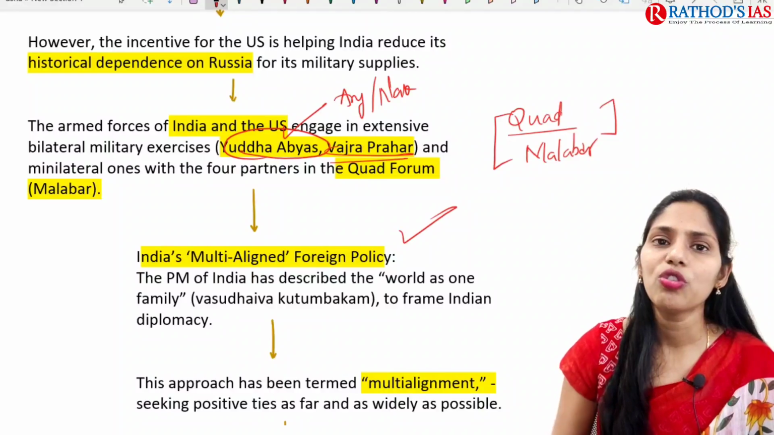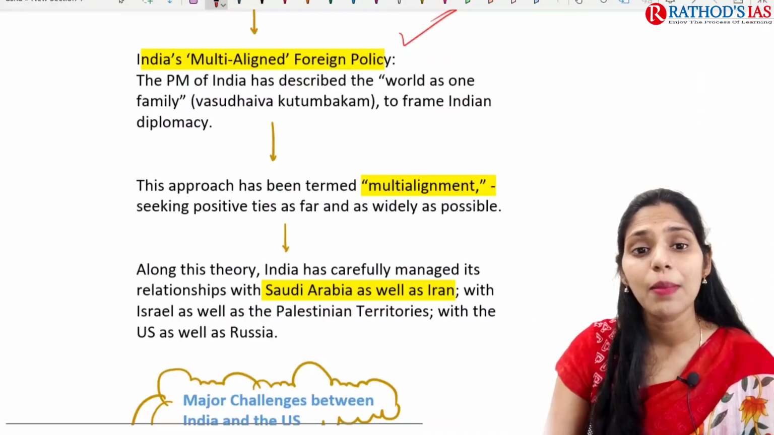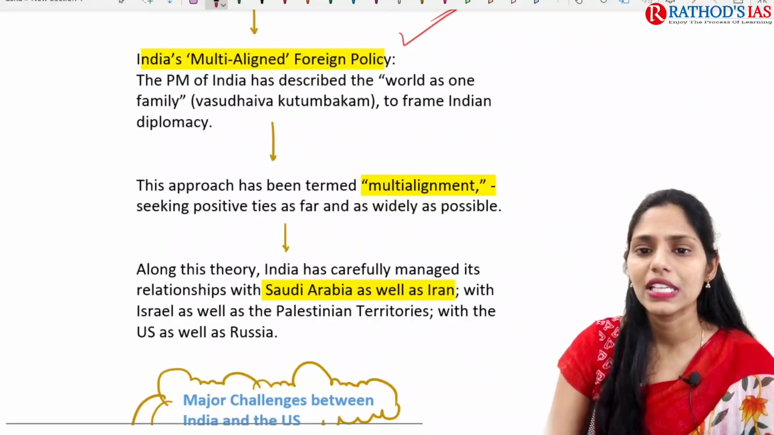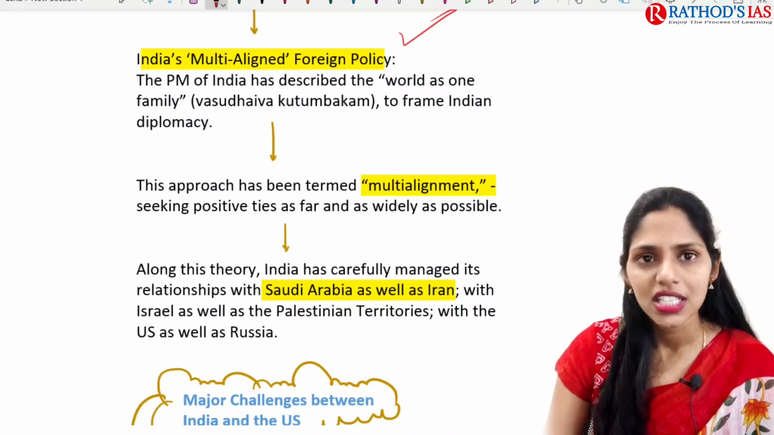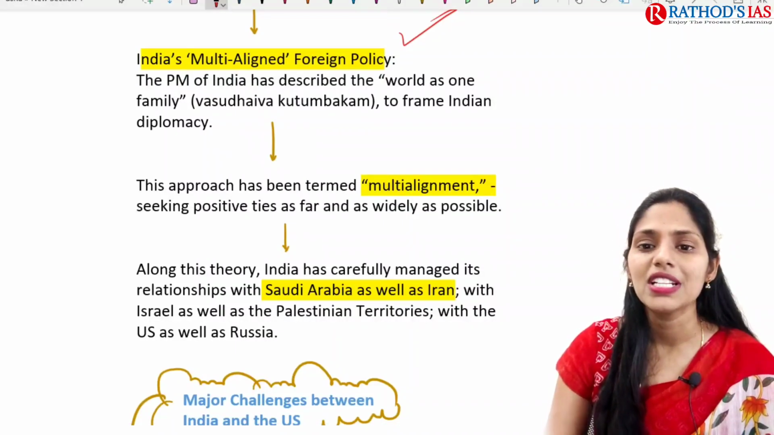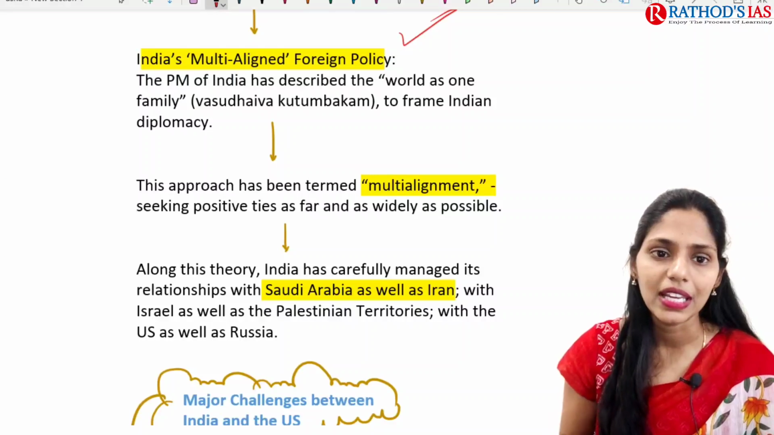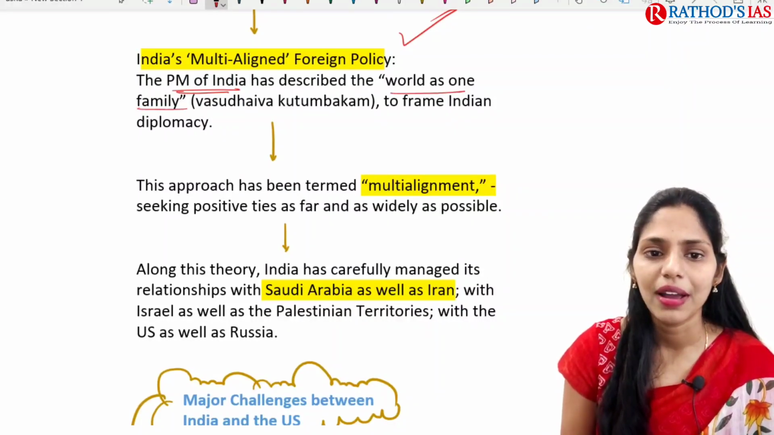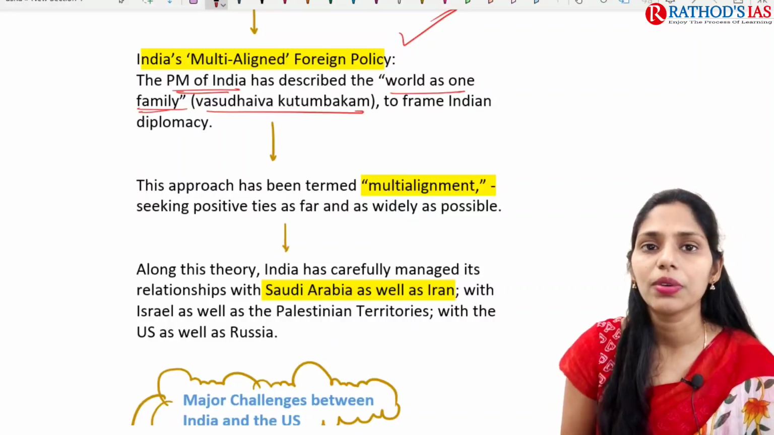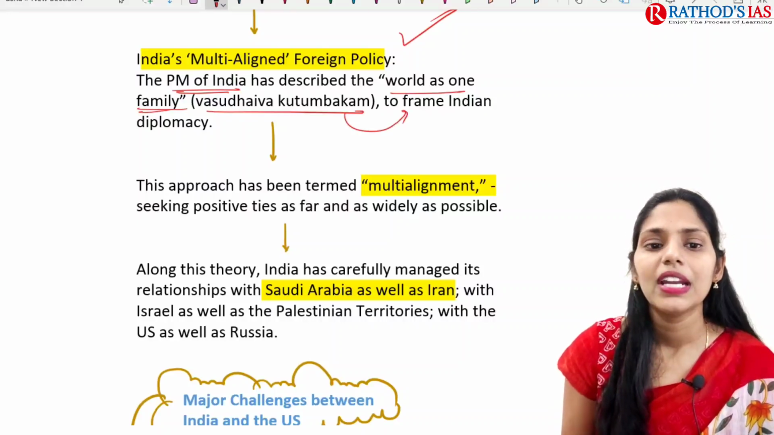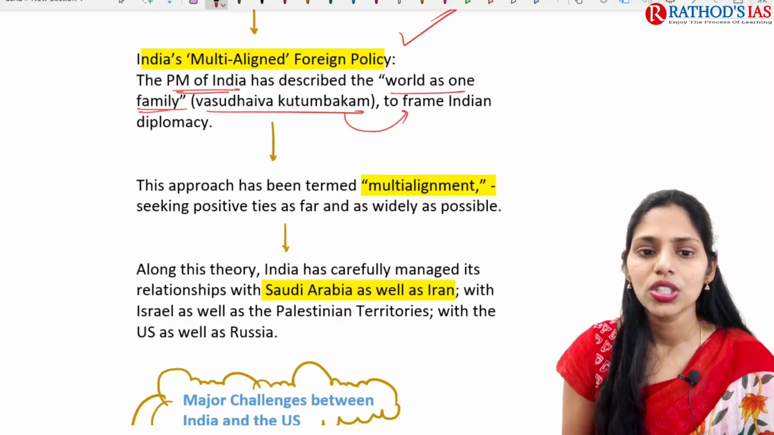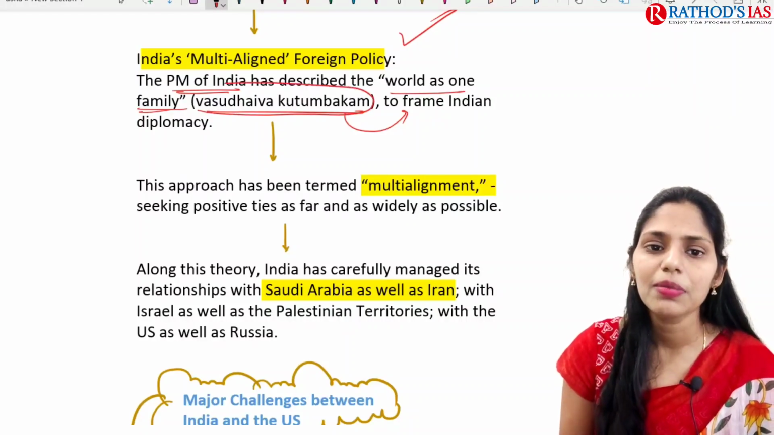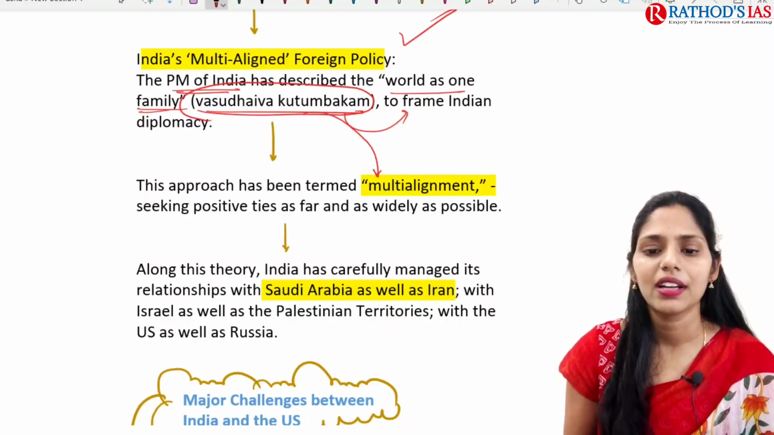And if you're talking about the foreign policy of India, India came up with a multi-aligned foreign policy. India said, yes, Vasudhaiva Kutumbakam, that means the world as one family. So the PM of our country described the world as one family. It is nothing but Vasudhaiva Kutumbakam to frame India's diplomacy. So this term is nothing but multi-alignment.